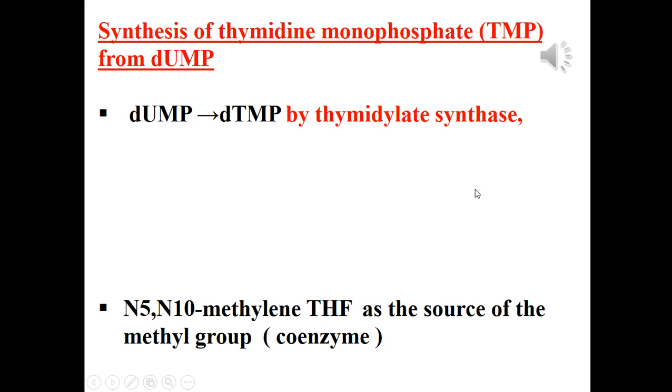The synthesis of thymidine monophosphate from deoxyuridine monophosphate is catalyzed by thymidylate synthase enzyme using N5-N10 methylene tetrahydrofolate as the source of the methyl group. It means as a coenzyme.